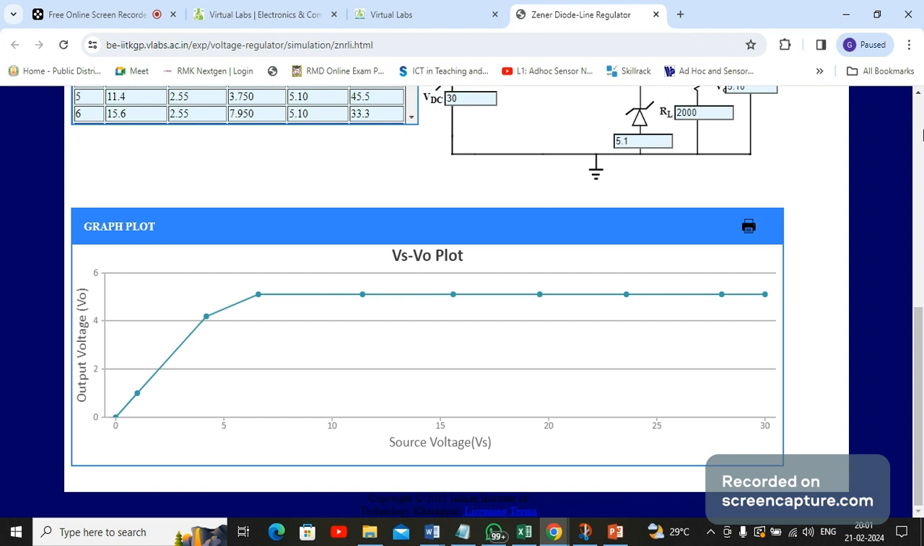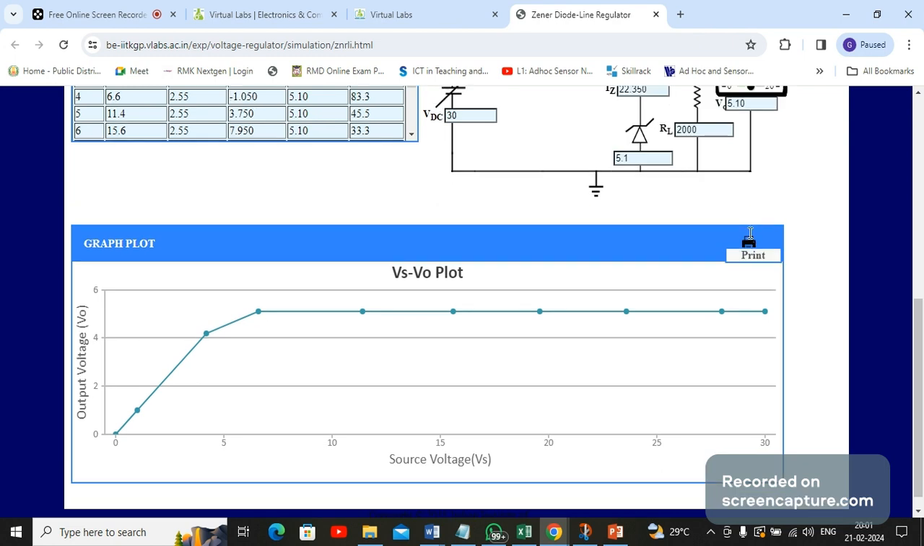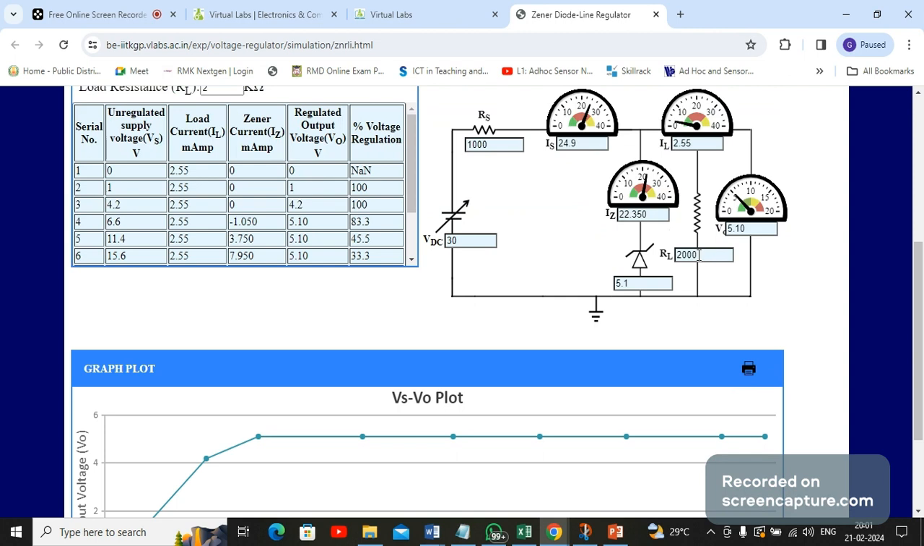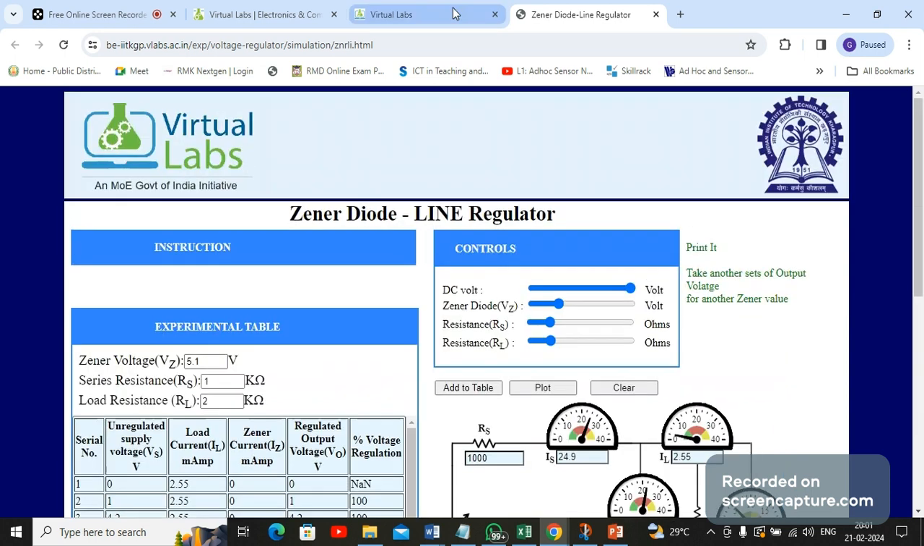You can even take a print of this particular graph. After that, you can change the load resistance or source resistance, or vary the Zener voltage, repeat the experiment, and find out the inference. What happens if the load is varied? What happens if the Zener voltage is varied? So this is for your line regulation.